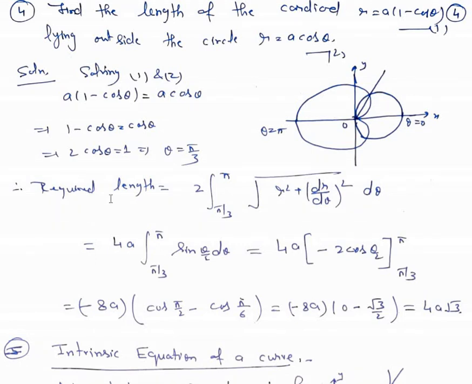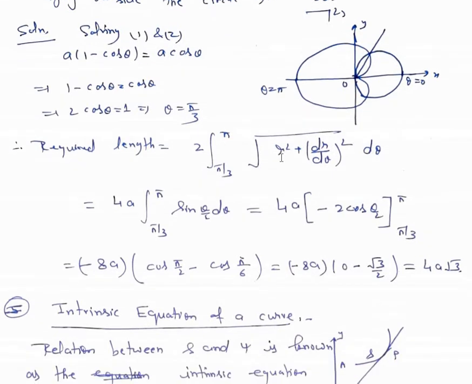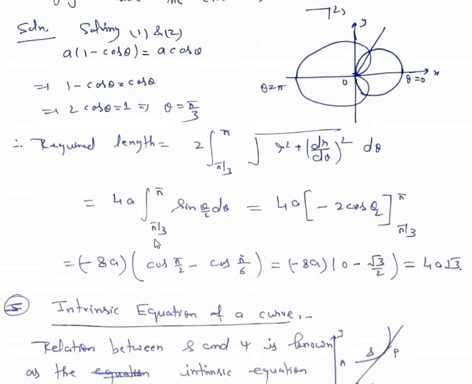So therefore required length is 2 times, because we have to find out this length also. So 2 times integral from pi by 3 to pi under root of r square plus (dr upon d theta) whole square d theta. As done in previous problem, we get it as 4a times integral from pi by 3 to pi sin theta by 2 d theta.